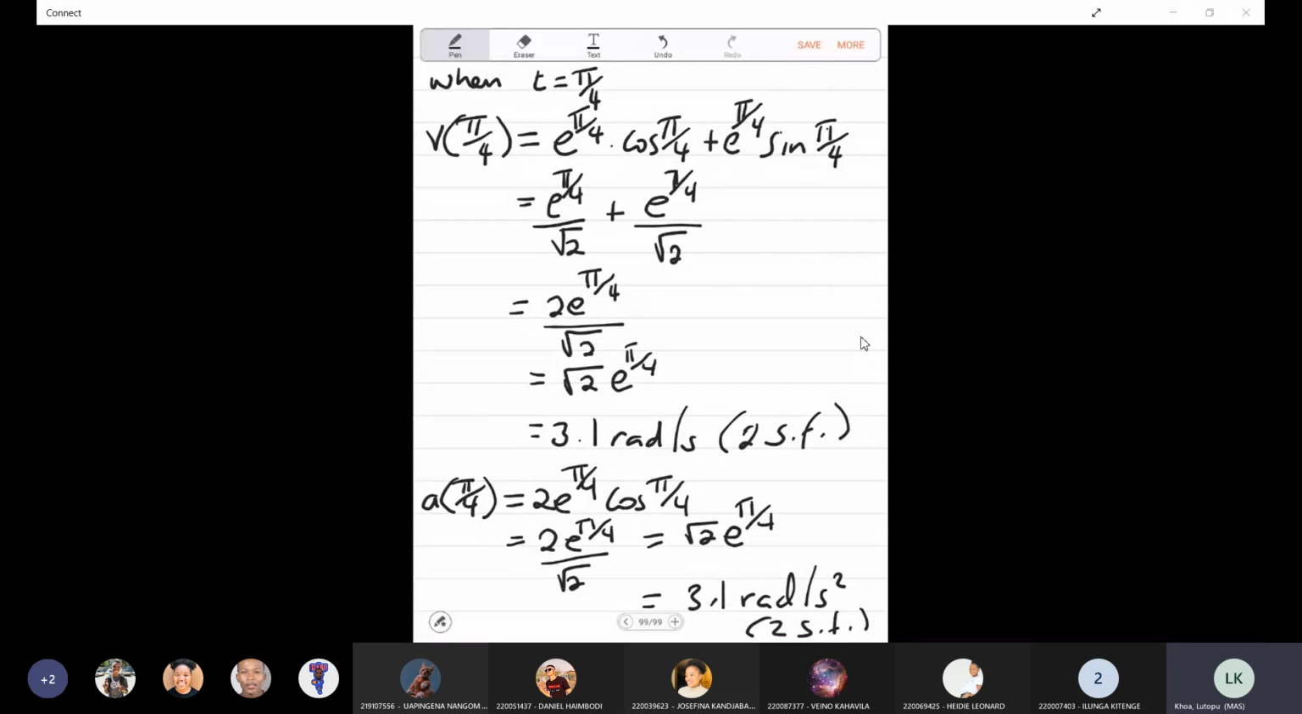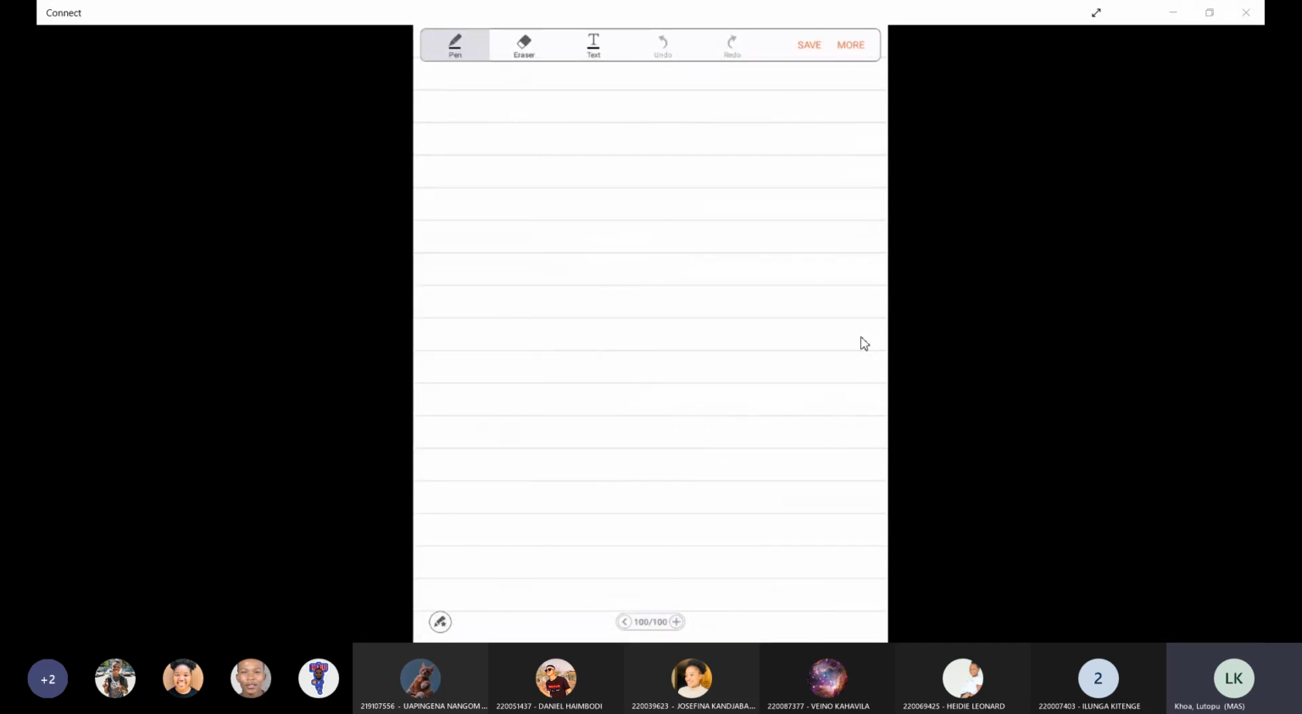Okay, let's look at number 2. Number 2, we are told that a car moves from rest in a straight line according to the equation s is equal to 100t squared minus 2t to the power of 4, and t is in minutes and s is in meters. So take note of the units there.